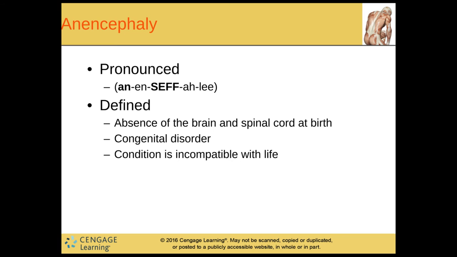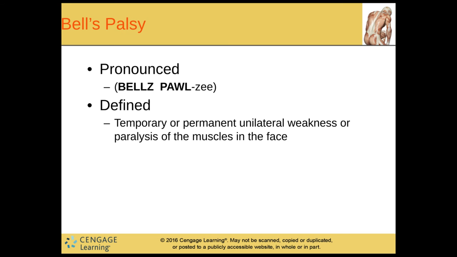We have anencephaly. So this is the absence of the brain and spinal cord at birth. It's a congenital disorder and it's not compatible with life. So the baby wouldn't live with this condition. We have Bell's palsy. So this is a temporary or permanent unilateral, meaning on one side, weakness or paralysis of the muscles in the face.